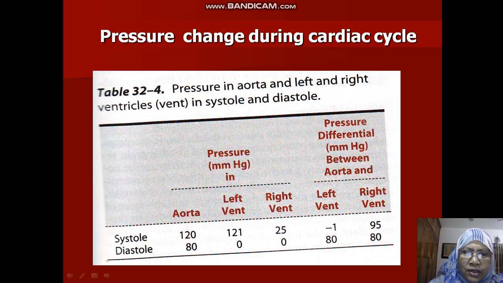This is another table which shows the pressure changes in the aorta and ventricles. During systole, in the aorta pressure is increased to 120 millimeter of mercury, and during diastole pressure decreases to 80 millimeter of mercury. In the left ventricle pressure in systole is 121 millimeter of mercury, but during diastole it is 0 millimeter of mercury. In the right ventricle, pressure is less, that is 25 millimeter of mercury in systole and 0 millimeter of mercury during diastole. So there are different changes in pressure in different areas.